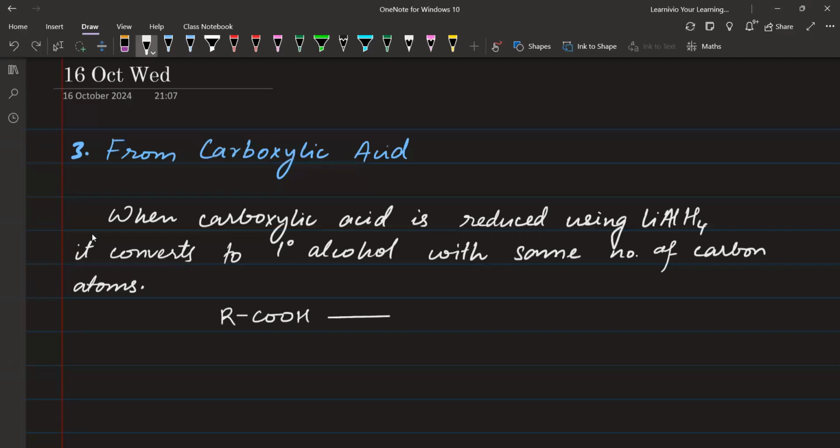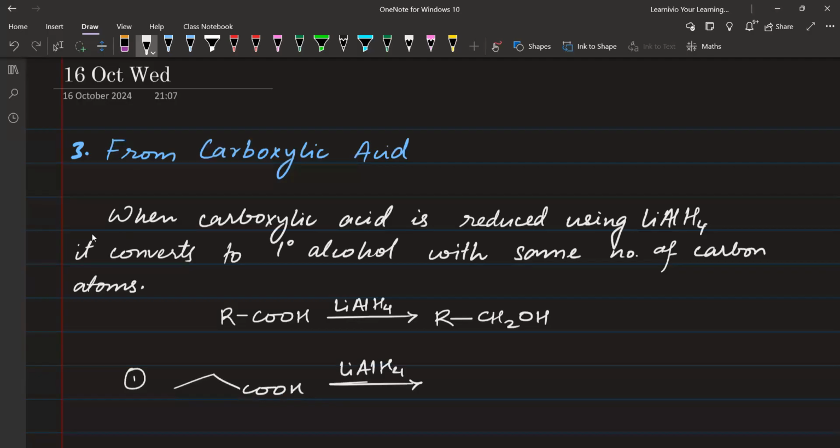RCOOH in the presence of lithium aluminium hydride will get converted to RCH2OH. Okay? So if you have this type of diagrammatic representation, the main thing is that wherever the carboxylic acid is present, that will be getting converted to CH2OH. So if you have, let us suppose, something like this, for example, COOH, then in the presence of lithium aluminium hydride this will be converted to 1, 2, 3 carbon atoms and then the OH. Okay? This is the right answer.